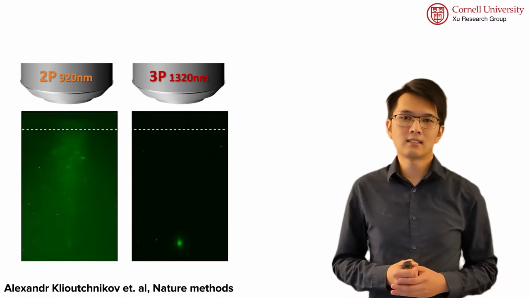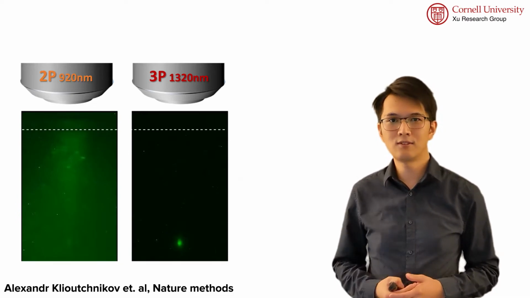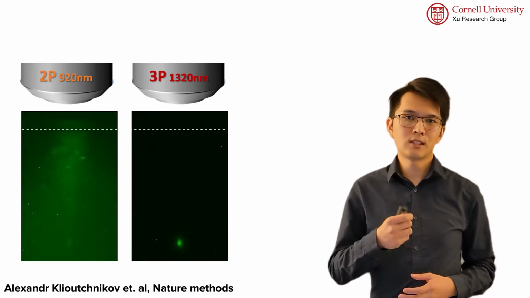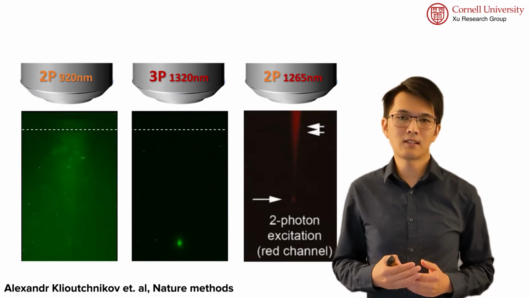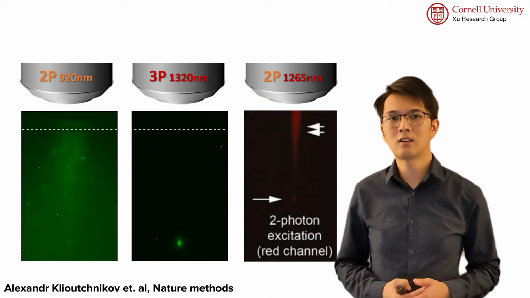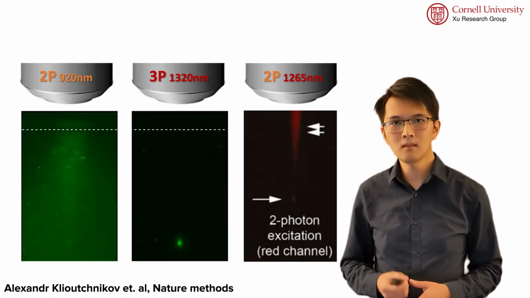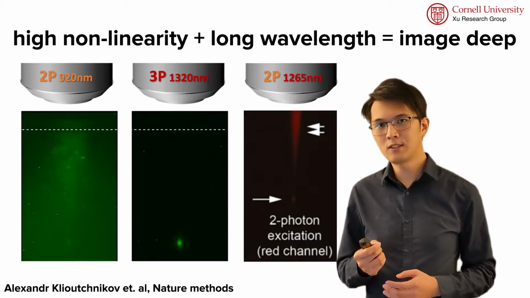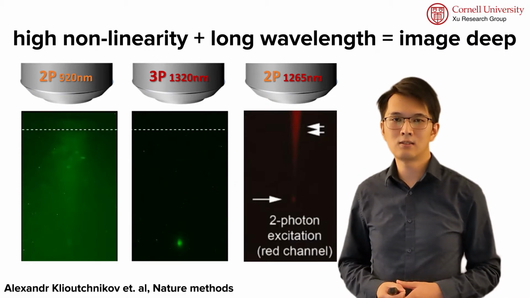So now you may ask, can we just use two-photon with a longer wavelength? Can it help with the imaging depth? Well, the simple answer is no. Even using two-photon at a longer wavelength, as you can see in the example here, there are still backgrounds above the focus. So this background will also degrade the contrast of the image when we image deep into a scattering tissue. So now the logic is clear. We need the high nonlinearity of three-photon and also a long wavelength together to image deep in scattering tissues like the mouse brain.